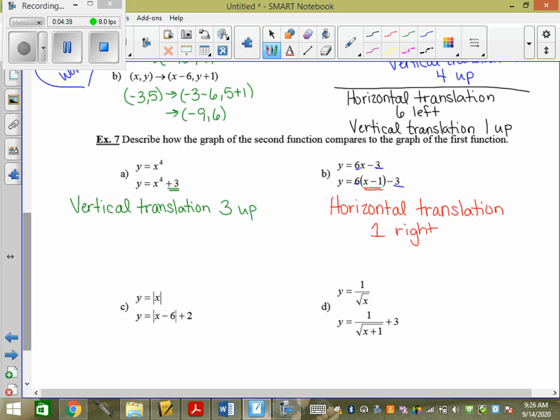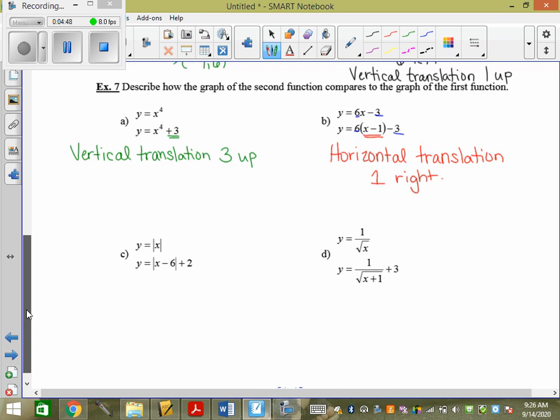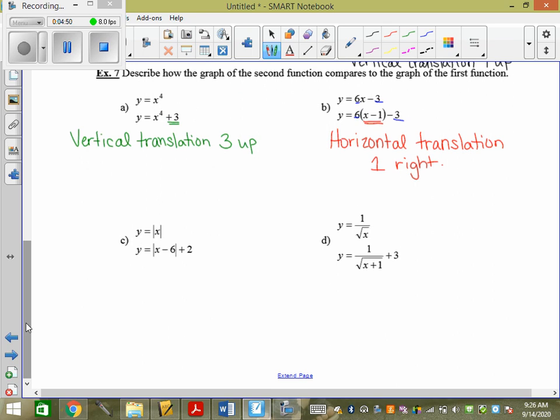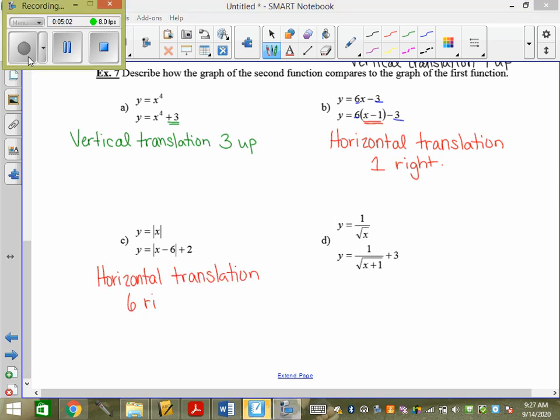And if you did make that mistake, I would start and say, remember to only write the ones that actually have changed, right? Because most people fall for that. Does it matter if this is an absolute value function? No. The brackets are just like the absolute value signs, right? It's the same thing. So this would be a horizontal translation 6 right, and a vertical translation 2 up.